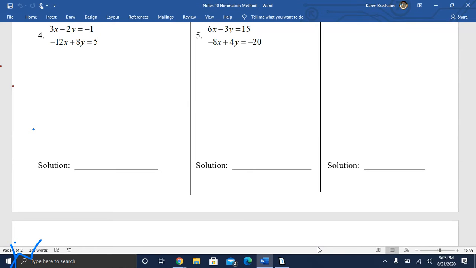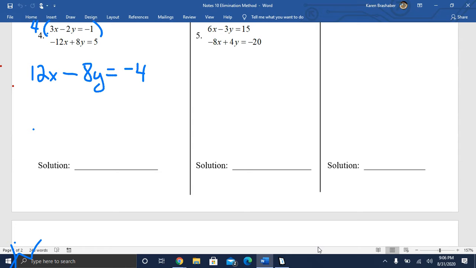All right, for our next two problems, something unusual will happen as you try to eliminate one of the variables. So on problem number 4, I'm going to try to eliminate the x because I see that I have a positive 3x and then a negative 12x. So if I multiply my top equation by a 4, and I'll write it underneath here. 4 times 3x would give me 12x minus, and then 4 times 2y, that would be 8y, and then equals, and then 4 times negative 1, which would be negative 4.